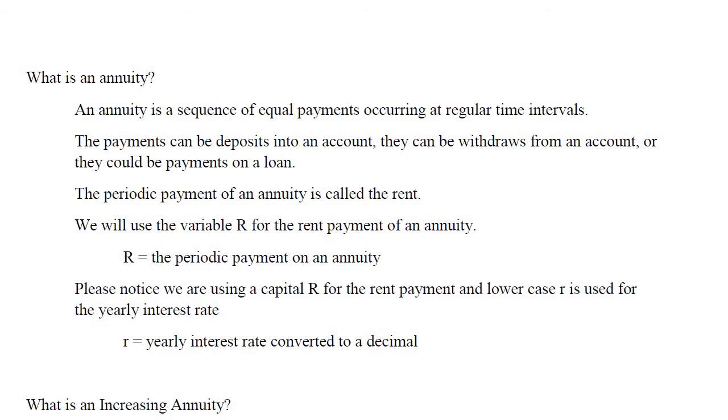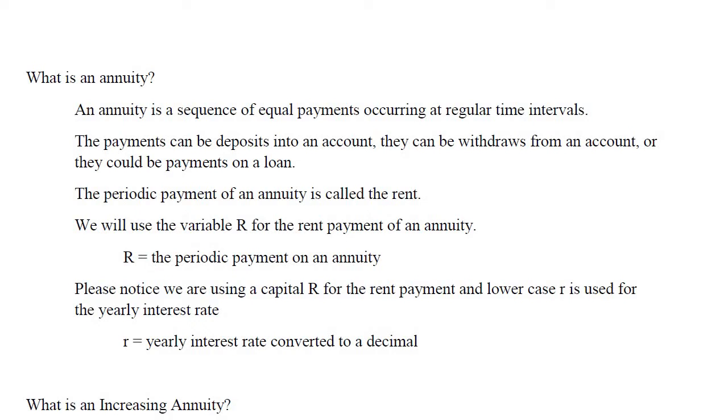So, what is an annuity? An annuity is a sequence of equal payments occurring at regular time intervals. The payments can be deposits into an account, or they can be withdrawals from an account, or they could be payments on a loan. The periodic payment of an annuity is called the rent.